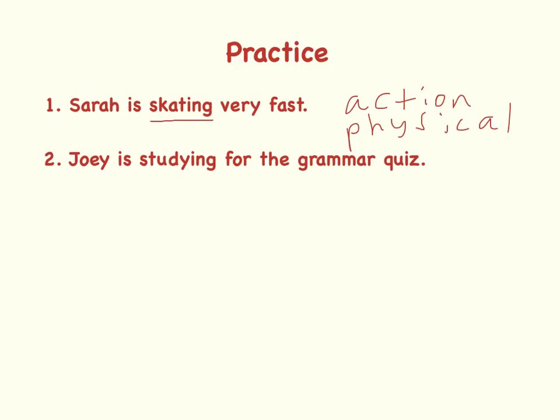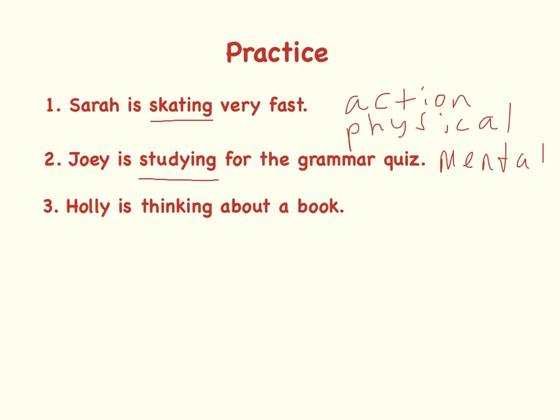All right, good. If you chose studying as the verb in this sentence, then you're correct. What I'd like you to do now is identify whether studying is a physical action verb or a mental action verb. All right, good. If you said that studying is a mental action verb, then you're correct. Studying is something that we do with our brains or with our heads, right? And that's how we have to think about mental action verbs. All right, let's try another sentence.